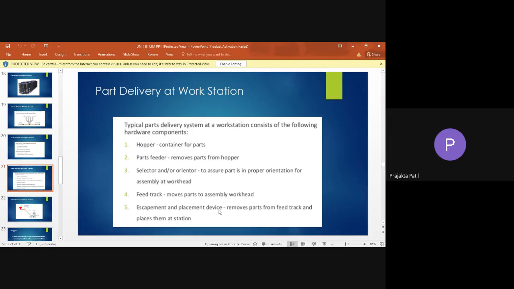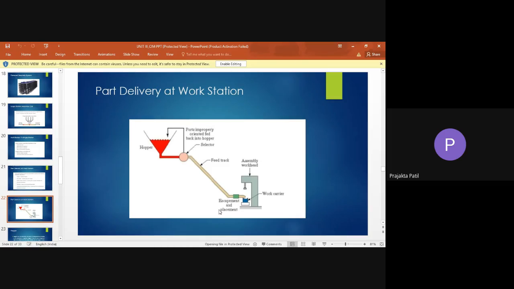Very important question as well: sketch and explain the part delivery system at an automated assembly line. You will have to sketch the diagram. You can see the diagram here. You'll also find this in the book. This is taken from the book itself. So you can just see what you see here.